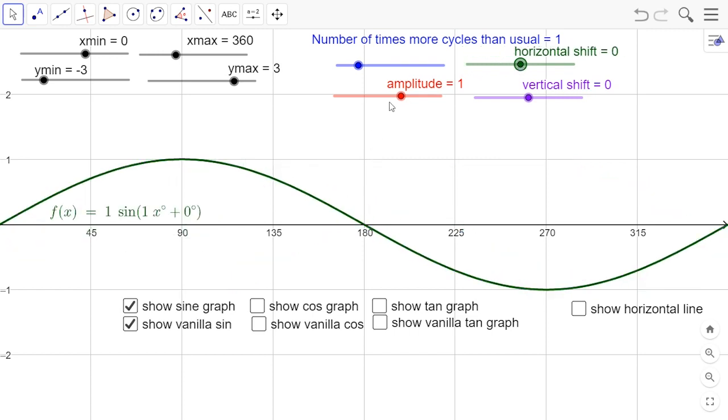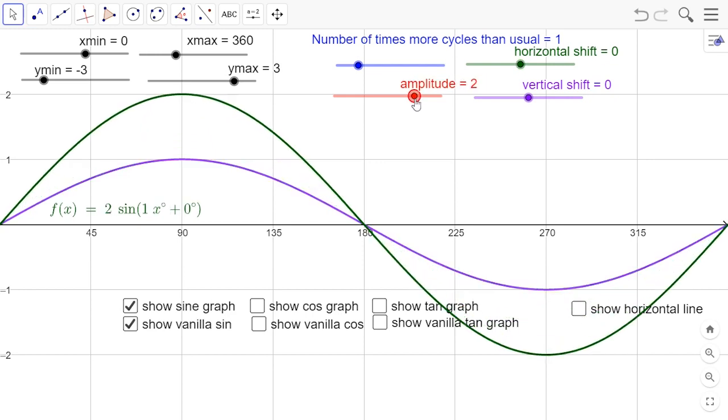Right, the next one is if we have a multiplier at the front. Normally a sine graph maxes out at 1 at 90 degrees, and it's a minimum of minus 1 at 270 degrees. But if we were to multiply by 2, say, at the front, we get a vertical stretch of the graph. The graph now gets up to a maximum value of 2. Remember, the green one is the transformed one. The purple one is the original vanilla graph. It is affecting the amplitude and also the range of the function.